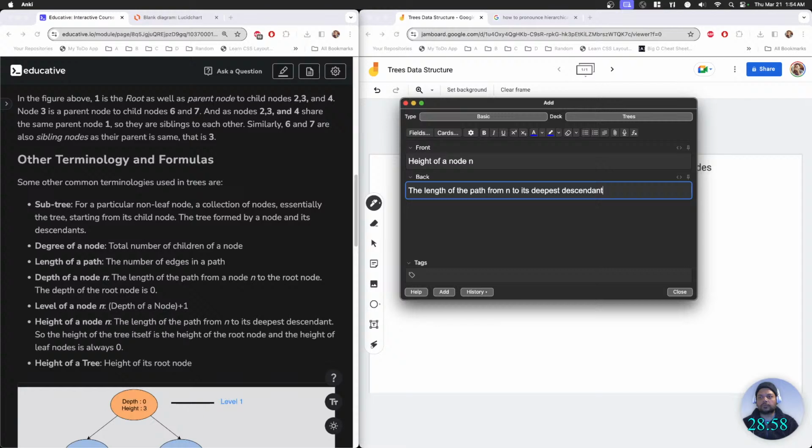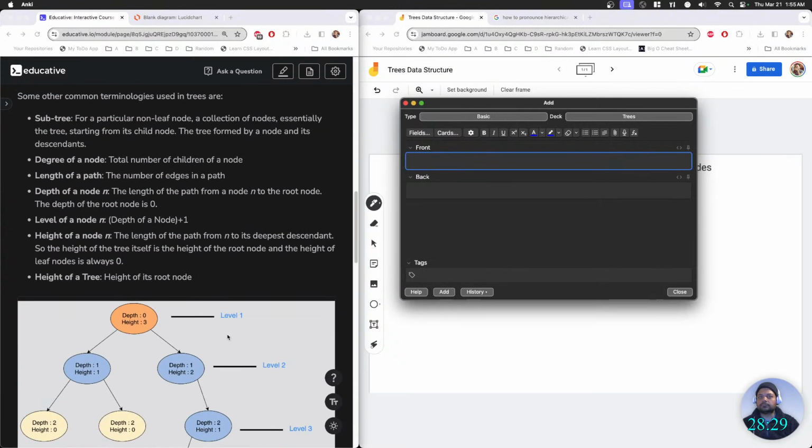The height of the tree itself is the height of the root node, and the height of the leaf nodes is always 0. The height of leaf nodes is always 0. The height of the tree itself is the height of the root node.